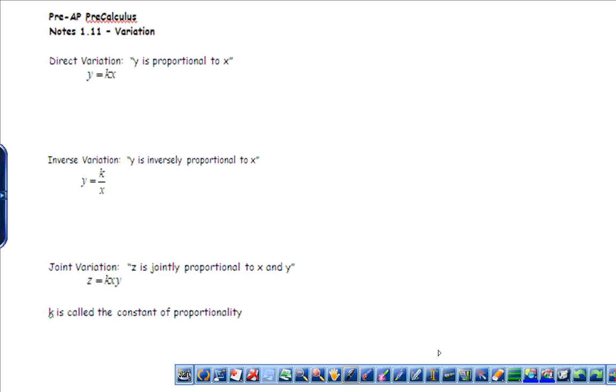This is Student Notes 1.11, Variations, and hopefully you remember some of this from last year, and if not, then here we go. So this first one is direct variations, y equals kx, where y is proportional to x, and if you notice, this represents a linear equation. And in this linear equation, as x is increasing, so is your y.